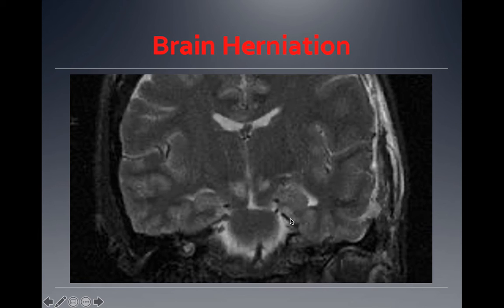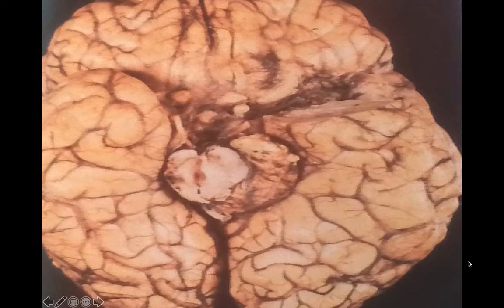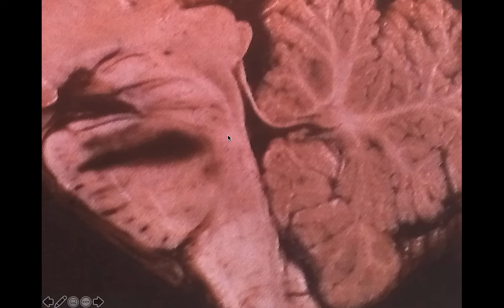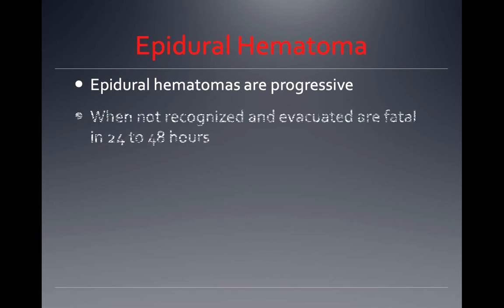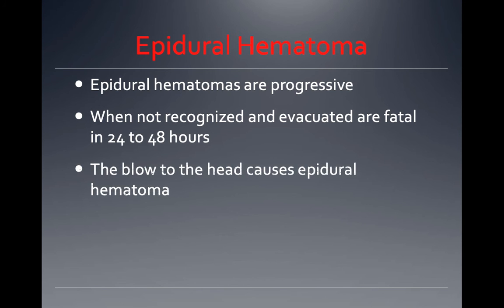Actually, I lied. There's the herniation right there. And you can see nice and clearly, this is the herniation right here. This is bleeding into the brainstem, the pons, and the midbrain from that type of herniation. Epidural hematomas are progressive, and when they aren't taken care of, can be fatal within the first day or two.